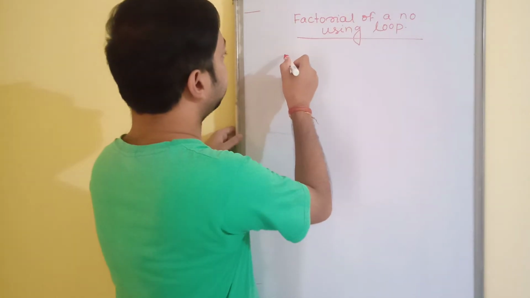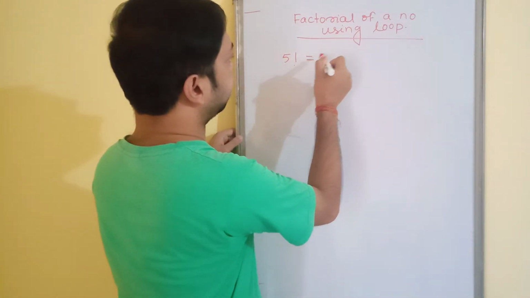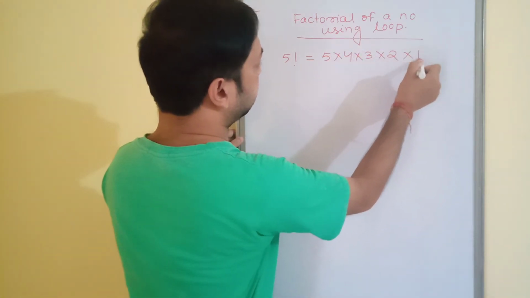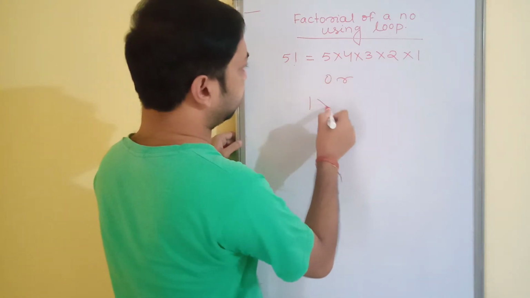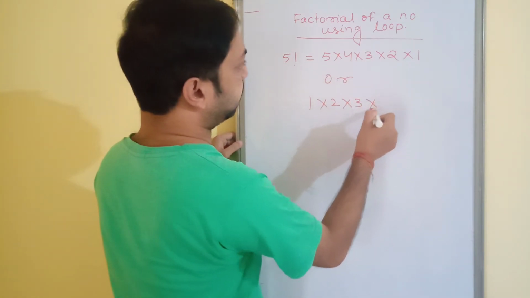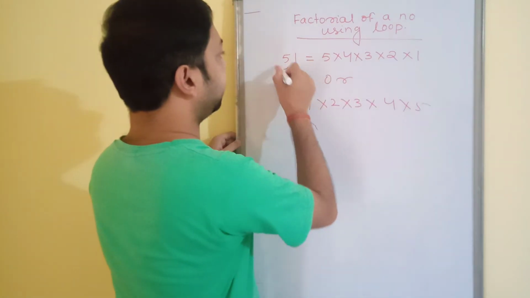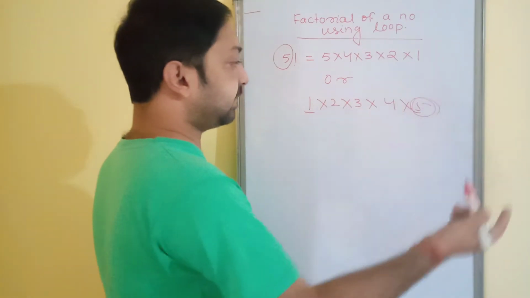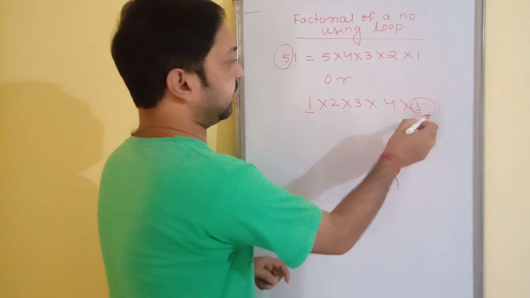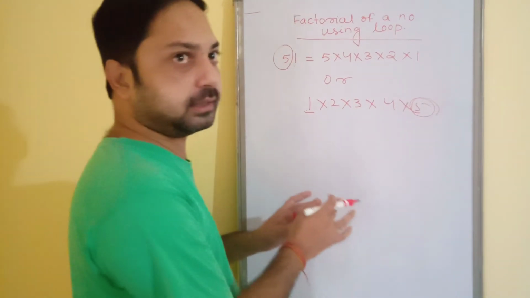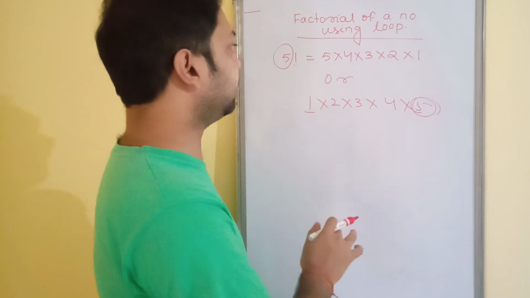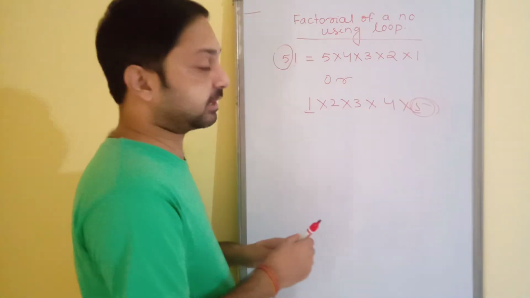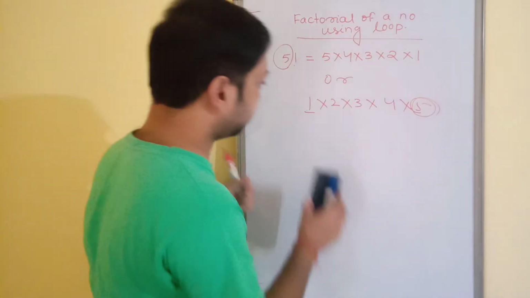So let me try to find 5 factorial. 5 factorial is nothing but 5 into 4 into 3 into 2 into 1, or otherwise we can simply write 1 into 2 into 3 into 4 into up to 5. If it is n, then we will continue up to less than or equal to n starting from 1. If it is 10, we will continue from 1 to 10. So the number will be multiplied starting from 1 up to less than or equal to n. This is the very simple fundamental concept. So let us first try to write the program, then after that I will explain by taking an example.